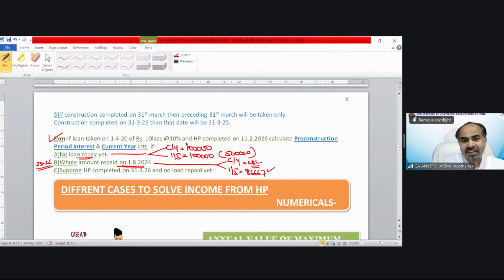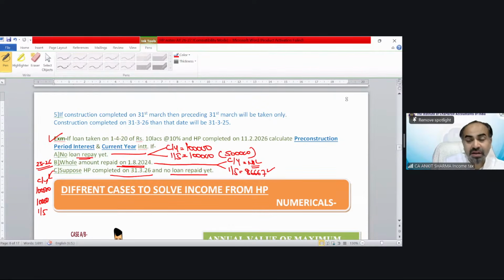Now in third case, suppose house property is completed on 31st March 26 and no loan repaid. So in this case, the current year interest would be 1 lakh. And the 1/5 of pre-construction period interest would also be 1 lakh. So for C case, current year and 1/5 both would be 1 lakh, 1 lakh each.